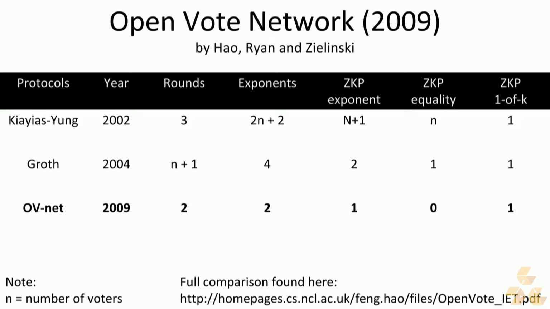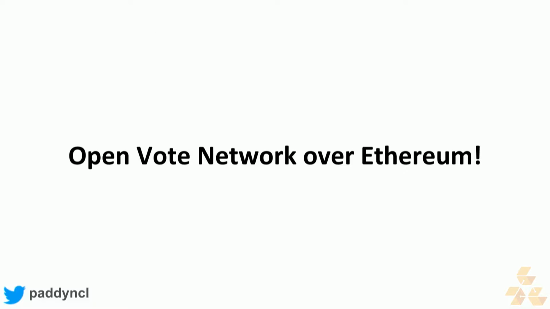Now, there are 3 different protocols that I could have chosen, and I decided to use the Open Vote Network. And I will have another disclaimer. This protocol was by my PhD advisor, but that is not why we chose this protocol. As you can see there, it's a 2-round protocol, and it only has 2 zero-knowledge proofs per voter. So it's the most efficient of all the protocols that exist. So now I'm going to talk about the Open Vote Network over Ethereum and how roughly I implemented it.